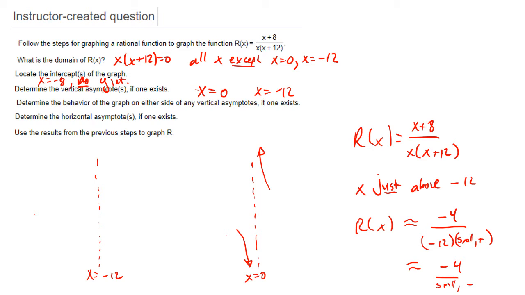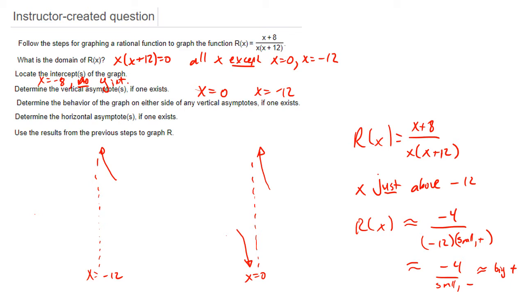A small positive number times negative 12 will be small and negative. And now I have negative 4 over a small number, that's going to be big, but negative 4 over a negative number, that's going to be positive. So this is going to be a big positive number. If x is just above minus 12, the result is a large positive number, so it goes up. I didn't draw that very well. It goes up as you approach this vertical asymptote from the right.